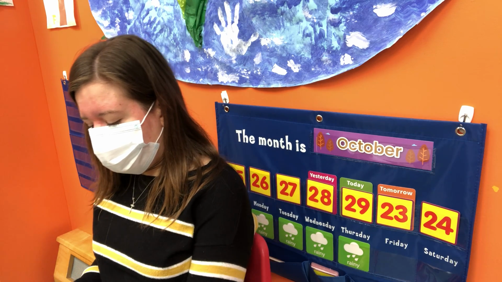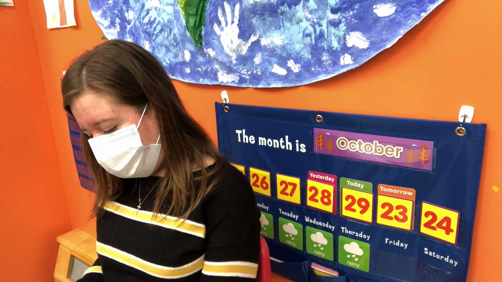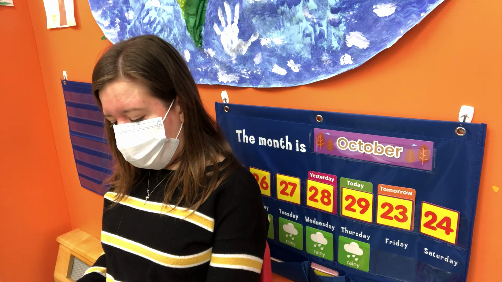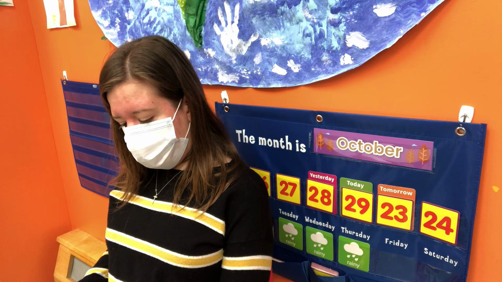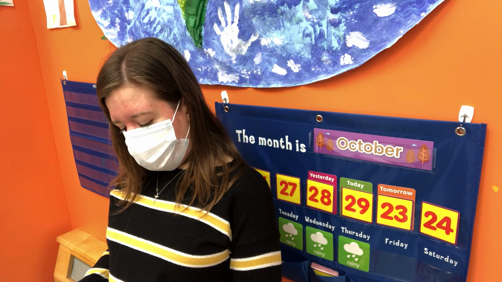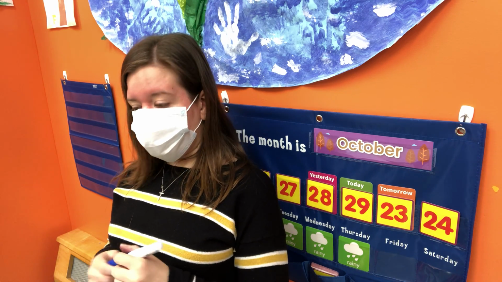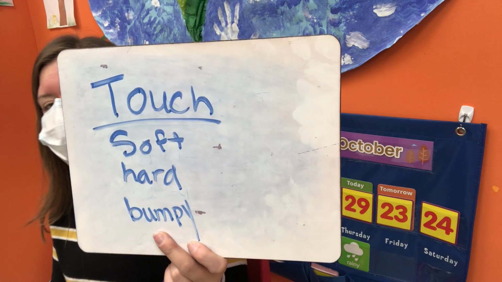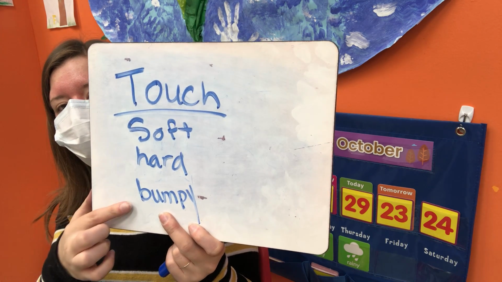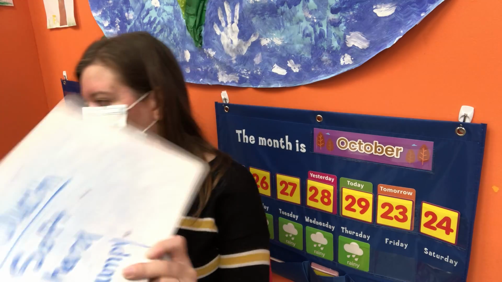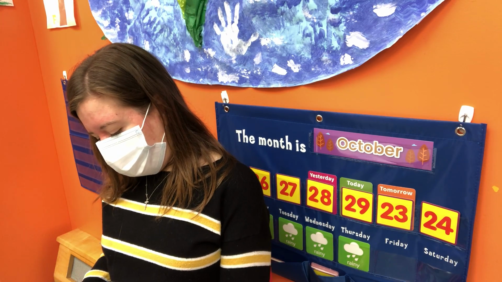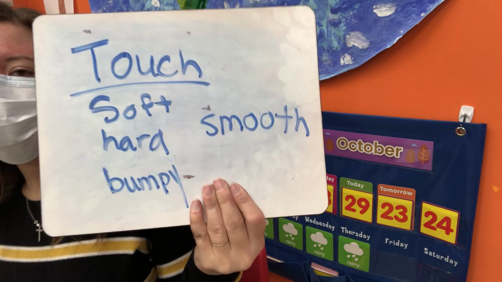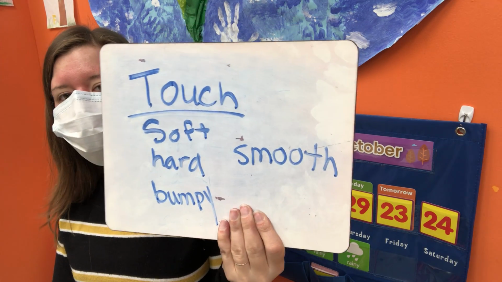And how can some things feel? We said things could feel hard. Soft. Hard. What about bumpy? Bumpy. Bouncy. We said bouncy. No, that's how they could be. So, we don't feel bouncy. Something could be bouncy, but we don't feel it. We said soft, hard, and bumpy. What about smooth? Oh, and smooth. So we said soft, hard, bumpy, and smooth.